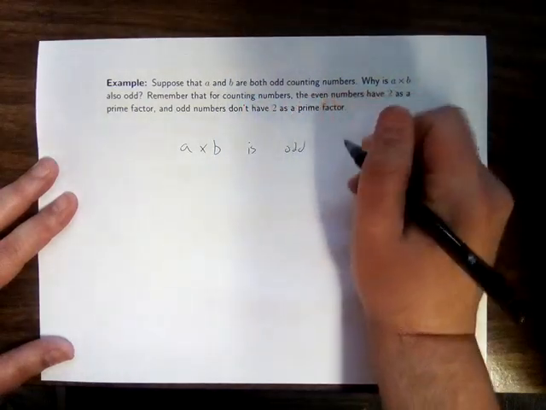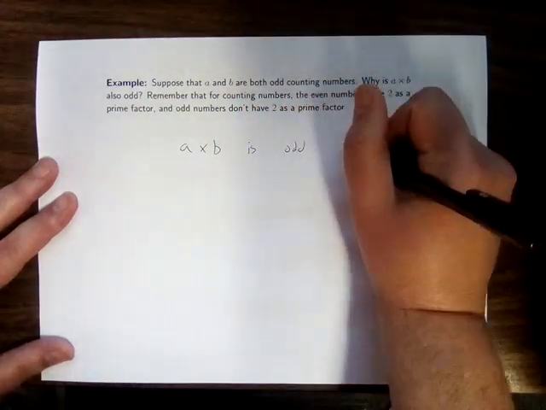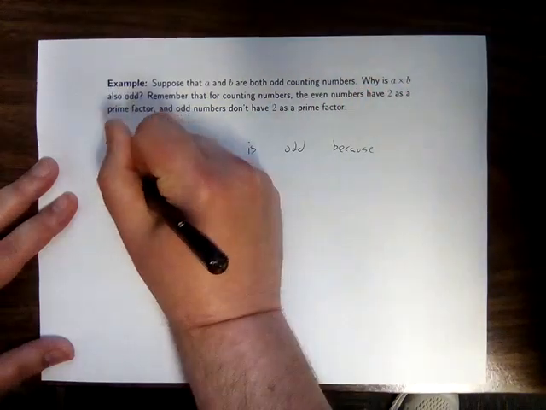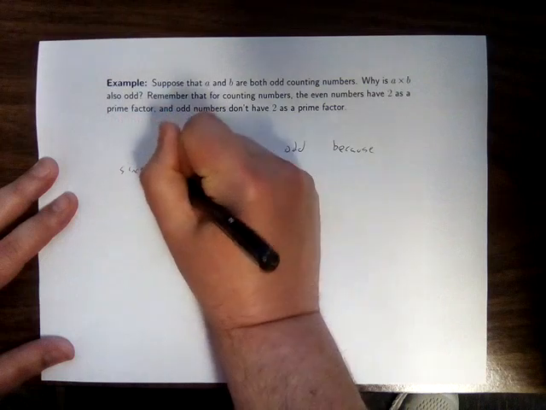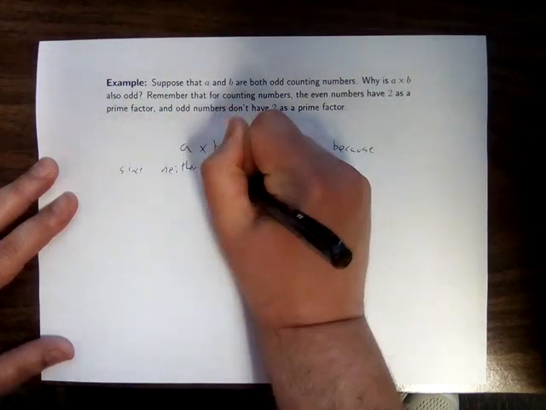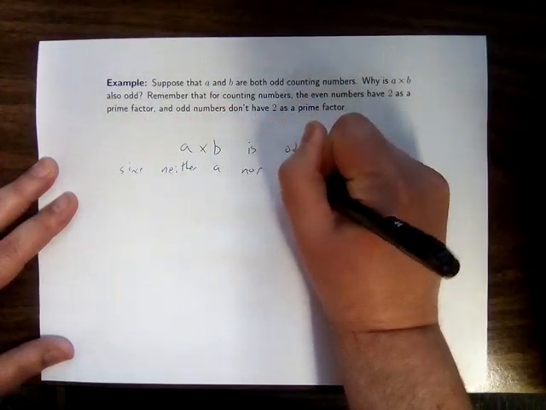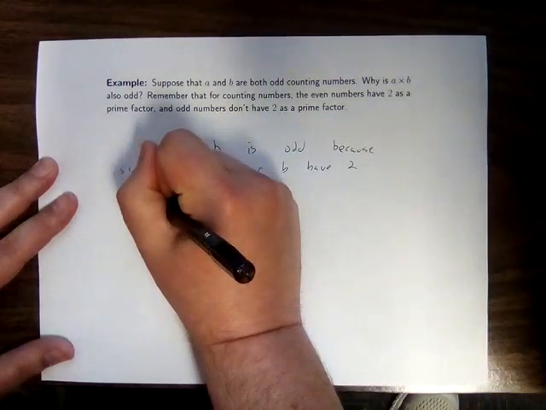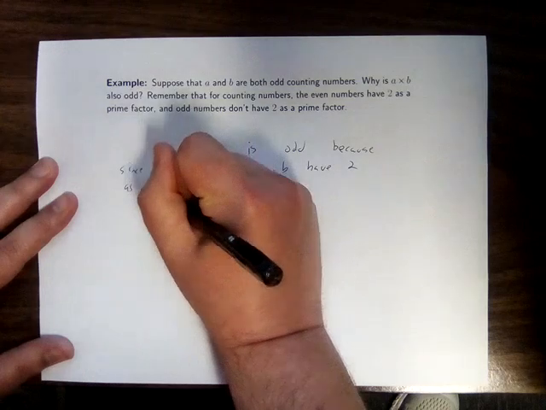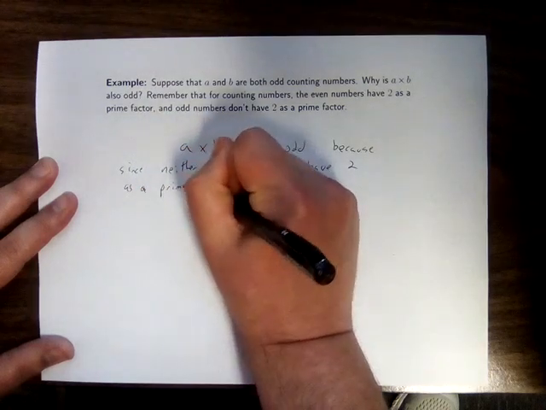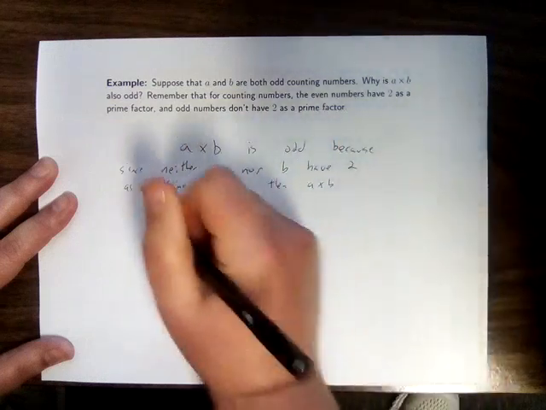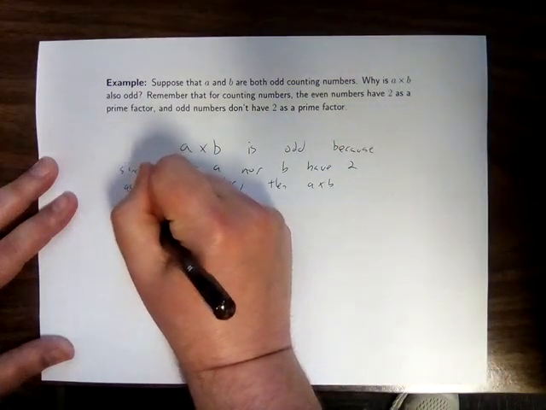So my answer then would be this. A times B is odd because since neither A nor B have 2 as a prime factor, then A times B won't have 2 as a prime factor either.